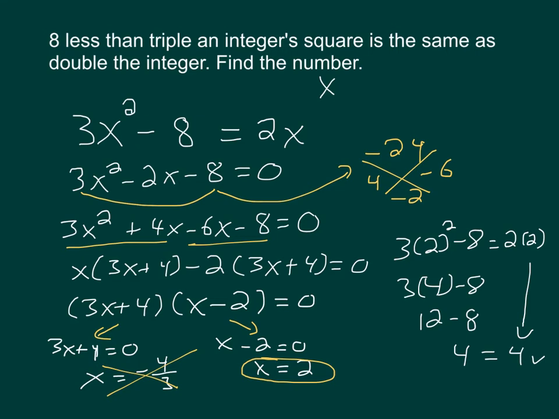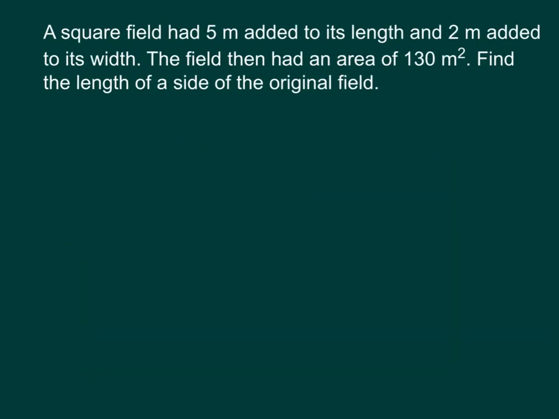Hope this is clear. All right, so now let's take a look at a geometry problem. These are pretty common here. We're going to start off with a square field that has 5 meters added to its length and 2 meters added to its width.